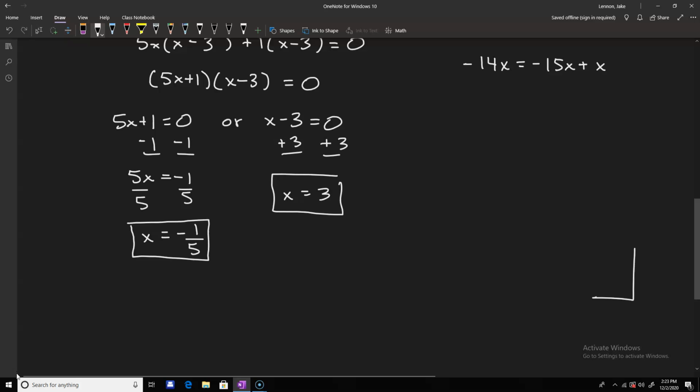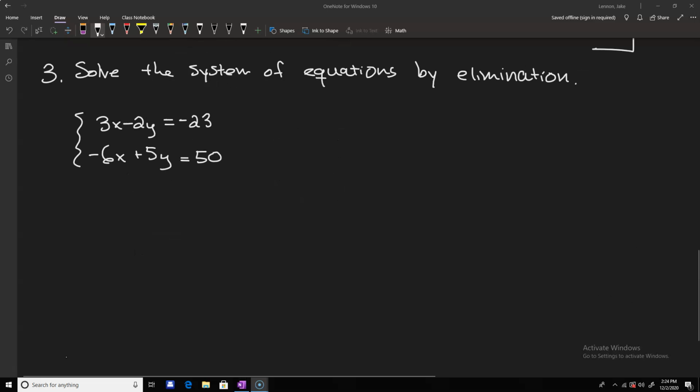So for number 3 here, we have a system of two linear equations that we want to solve by the elimination method. What that means is we want to multiply either one or both of the equations by some number so that one of the variables has the same coefficient in front with opposite signs.